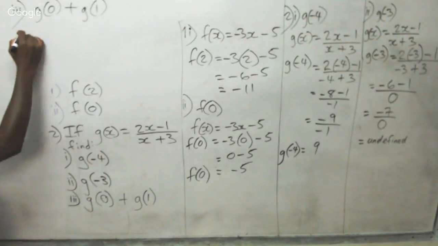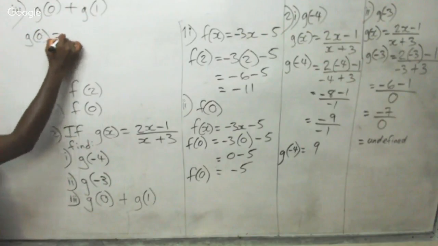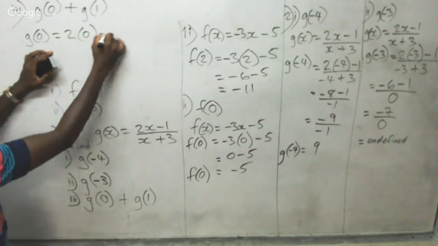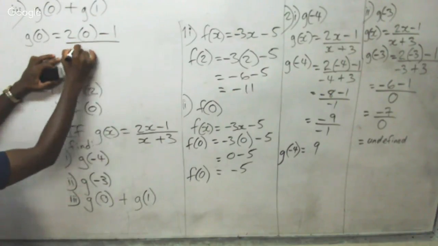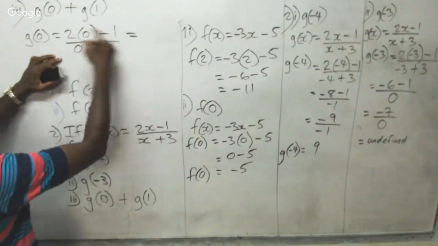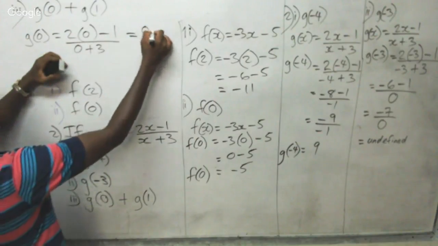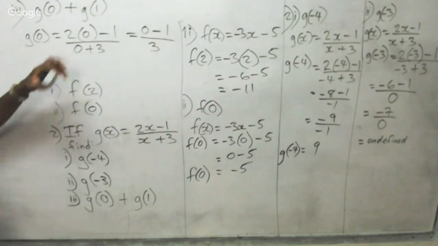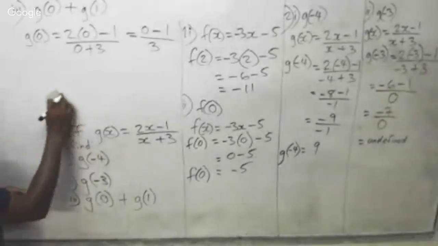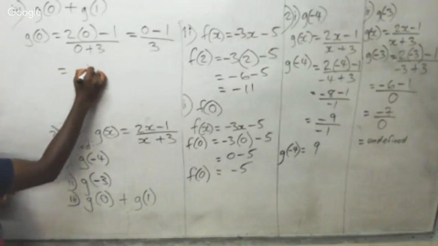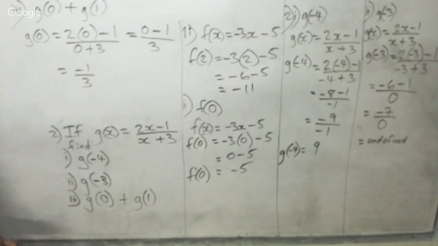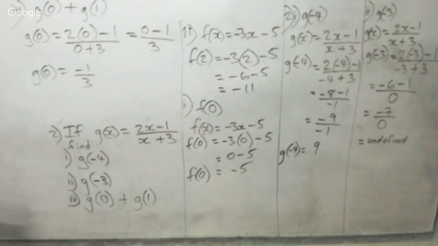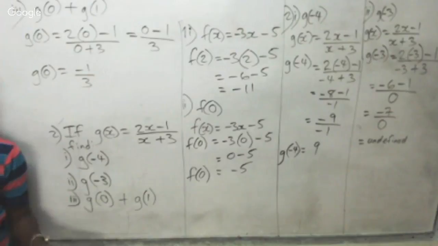So I'm going to work out G of 0 first. G of 0. So you got 2 times 0 minus 1 over 0 plus 3. Alright, 2 times 0 is what? 0. So 0 minus 1 over 3. Right. 0 minus 1 is what? Negative 1. Negative 1 over 3. Is that cool? So that is what G of 0 is. Next we need what? G of 1.